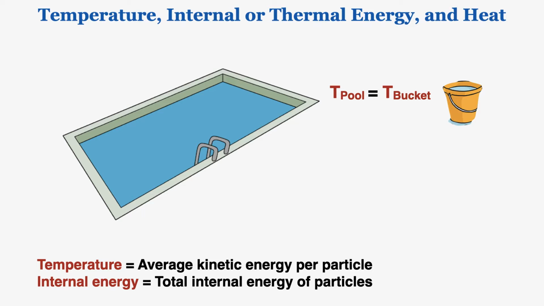But because there are so many more particles in the pool than in the bucket, those particles must in total have more energy than what's contained in the bucket. There's more total thermal energy in the pool than there is in just the little bucket, and so we would say that the energy in the pool is greater than the energy in the bucket. So that's another way of understanding the difference between temperature and internal energy.